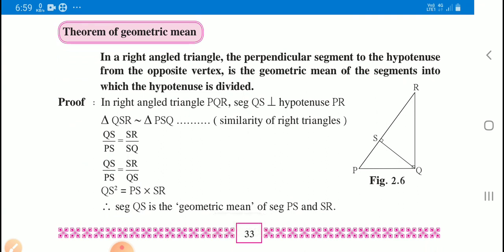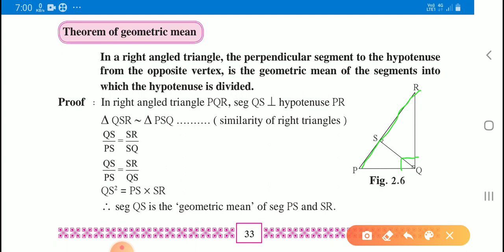This is important for solving examples. In a right angle triangle, the perpendicular segment to the hypotenuse from the opposite vertex is the geometric mean of the segments into which the hypotenuse is divided. This applies in a right angle triangle only, and here the altitude is present. Another name for this altitude is the perpendicular segment drawn on the hypotenuse, because here Q is the right angle, so PR is the hypotenuse. Now in right angle triangle PQR, QS is perpendicular to hypotenuse PR.